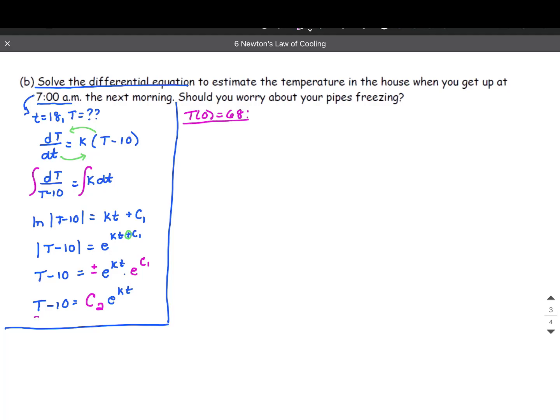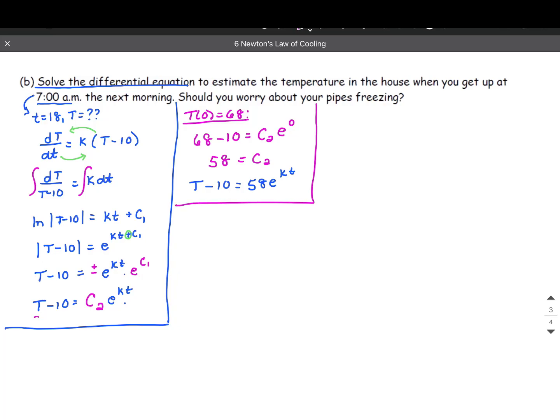So when we plug in here, we will have 68 for the temperature minus 10 equals C2 e to the 0 times k, which is 0. Now 68 minus 10 is 58 equals C2 times e to the 0, which is 1, so C2 is 58. We substitute that back in: T minus 10 equals 58 e to the kt.